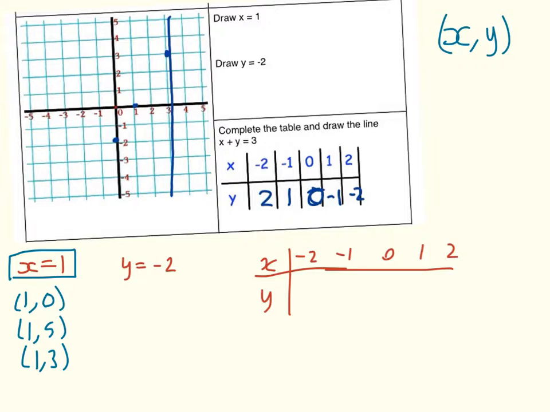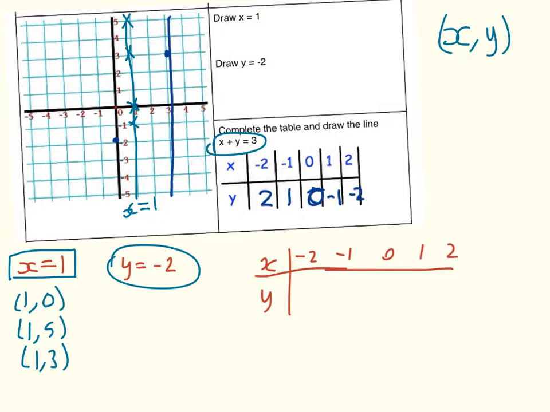And when you start putting these on the graph, so 1, 0, 1, 5, 1, 3, 1, minus 1. We could keep going, but that is the line x equals 1. I'd like you to try and find the line y equals 2 yourself. Now, for this question, I'm going to change the question slightly because I want you to have a go at this one yourself back on your sheet.